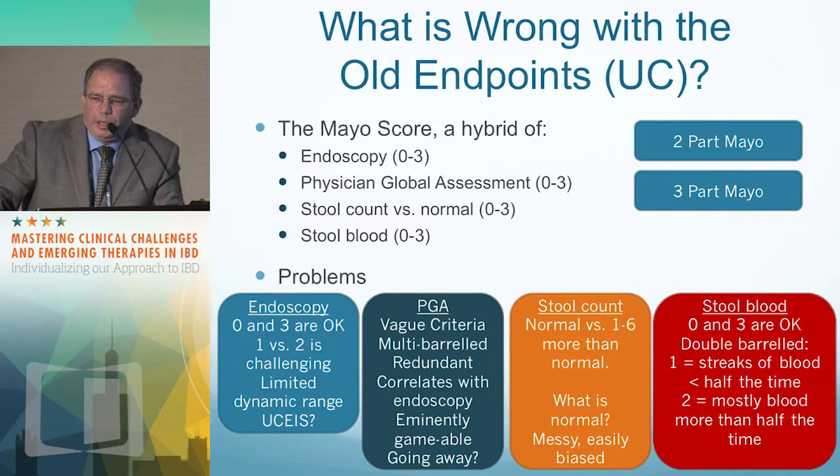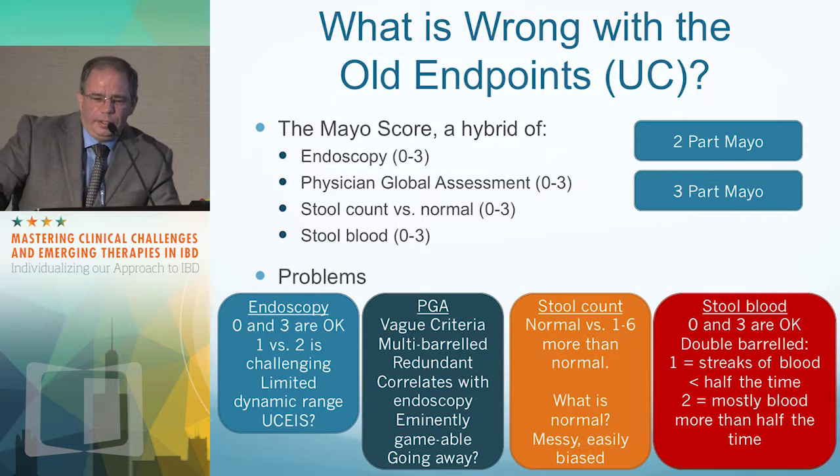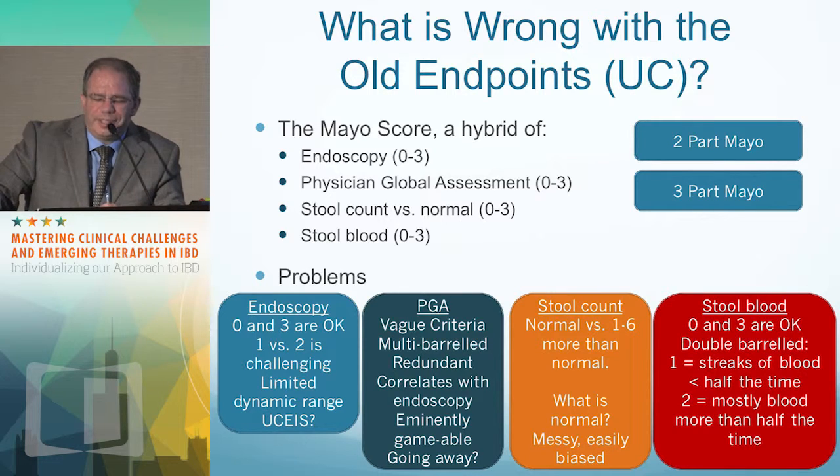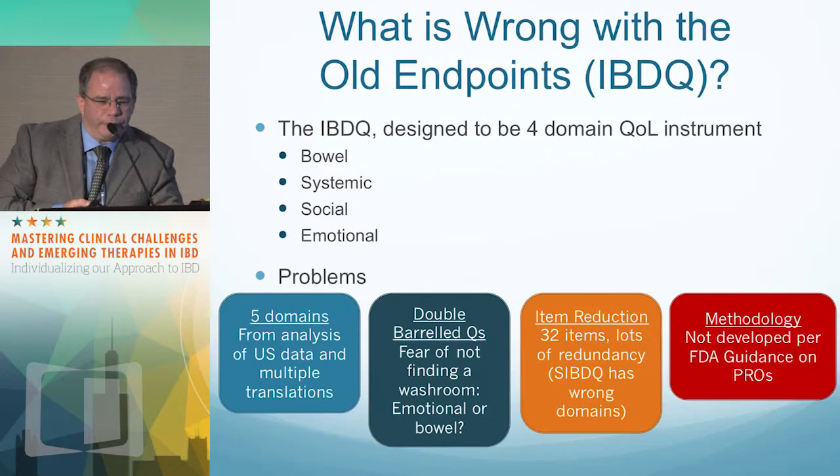Stool blood is another problem area. 0 and 3 are okay, but 1 and 2 are what we call double-barreled. You're effectively measuring 2 different things at the same time. The 1 count is streaks of blood less than half of the time. The 2 count is mostly blood more than half of the time. But if you're having streaks of blood more than half of the time, or mostly blood less than half of the time, it's not clear what the patient should do. And that, again, creates noise in the instrument and problems. So there are a lot of fundamental issues with this that the FDA is not thrilled with, that eventually we'll probably see changes here as well.